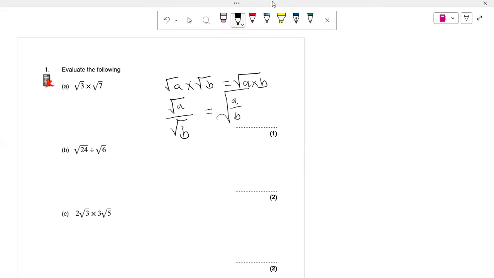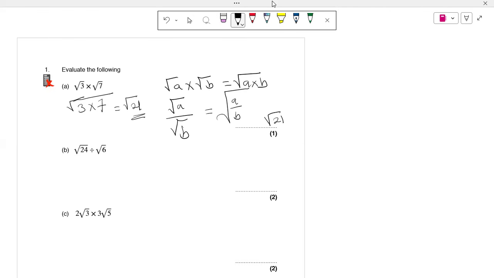So this first example is going to be the same thing as the square root of 3 multiplied by 7, and that will give you the square root of 21. So that's the final answer here: square root of 21.